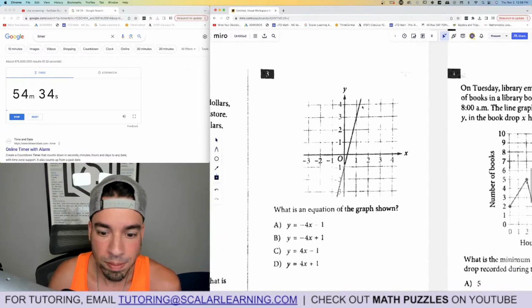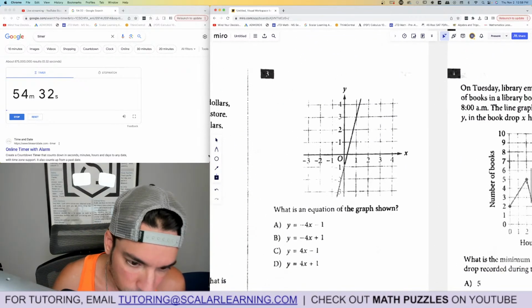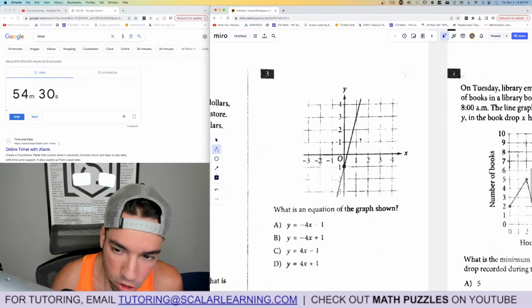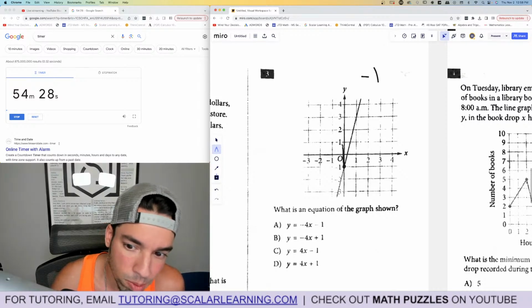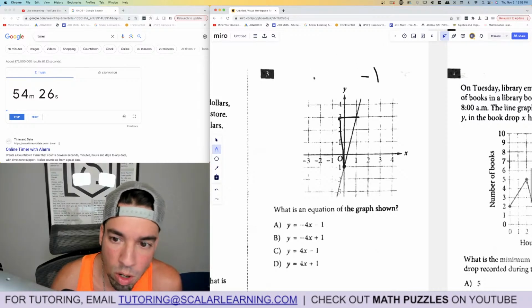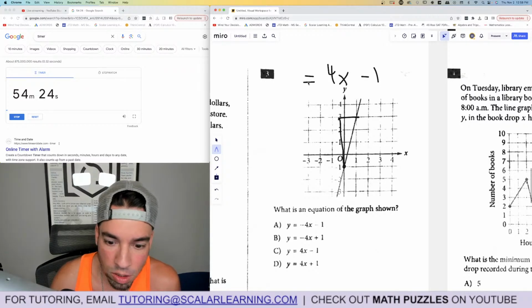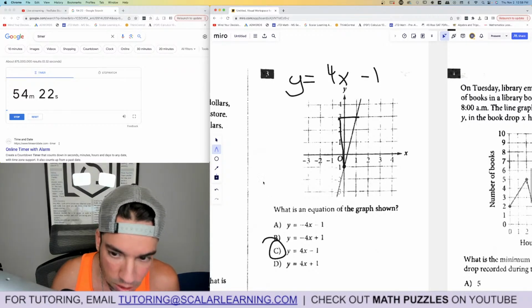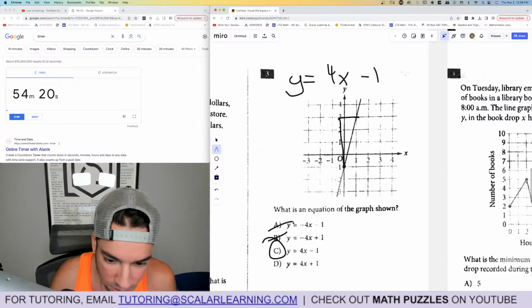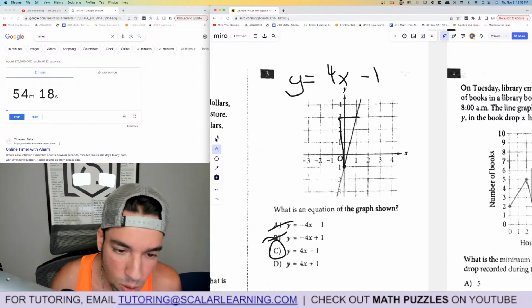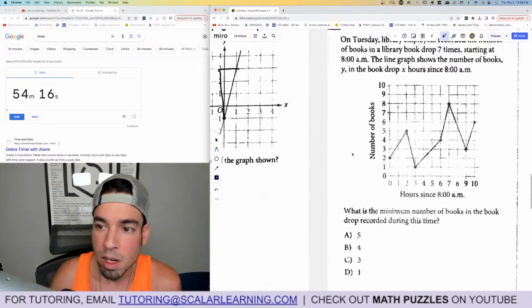Number 3. What is an equation of the graph shown? Okay, I see a line with a y-intercept of -1 and a slope of up 4 over 1. So it should be 4x minus 1 equals y, which is C. Boom, done. Obviously, it's a positive slope, so B and A should be eliminated. And then it's the wrong y-intercept, so that's another way to think about it. Here we go, number 4.